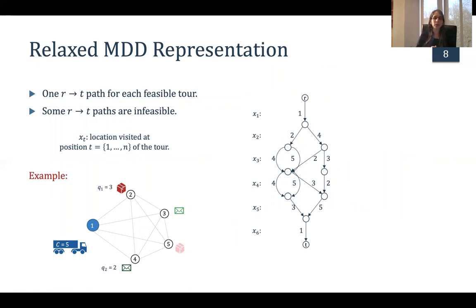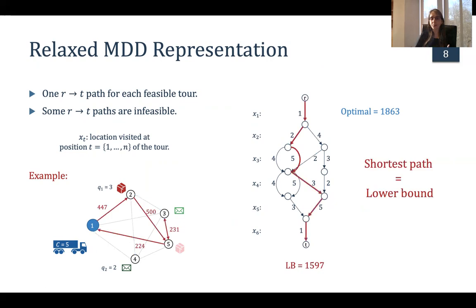The main idea is that we're going to have one path for each feasible tour, and some of the paths might be infeasible. Here, for this specific example, is the MDD, and we can see, for example, that if we take this specific path, it's actually the optimal solution if we consider the traveling distance here in the network. But if we compute the shortest path over the decision diagram using the distances again from the network, we actually get an infeasible tour because we visit location 5 two times, but we get a lower bound. And this is how we're going to use the relaxed MDD as a lower bound procedure.